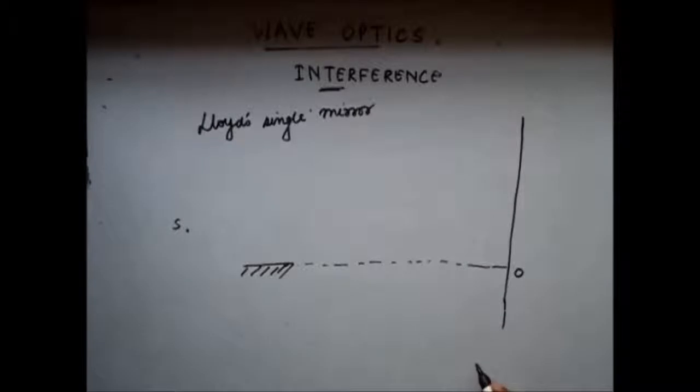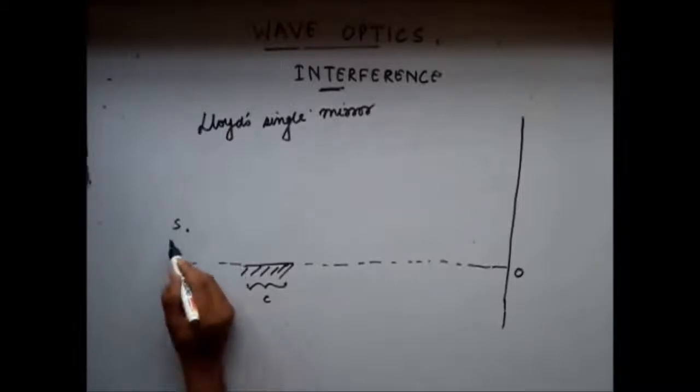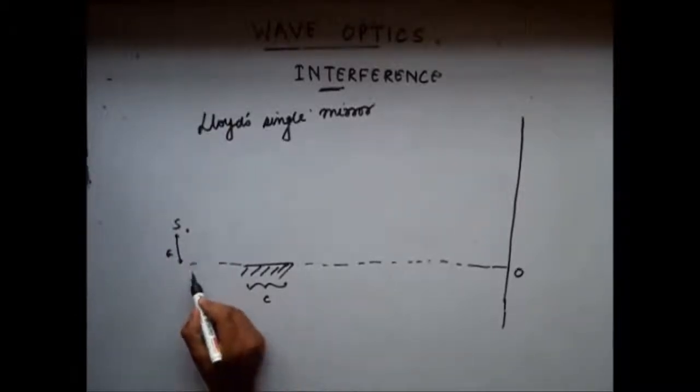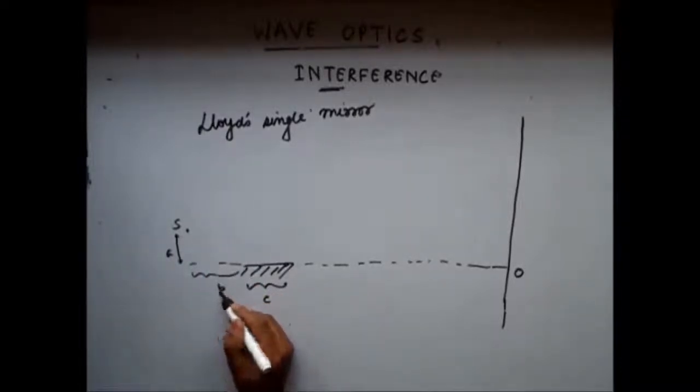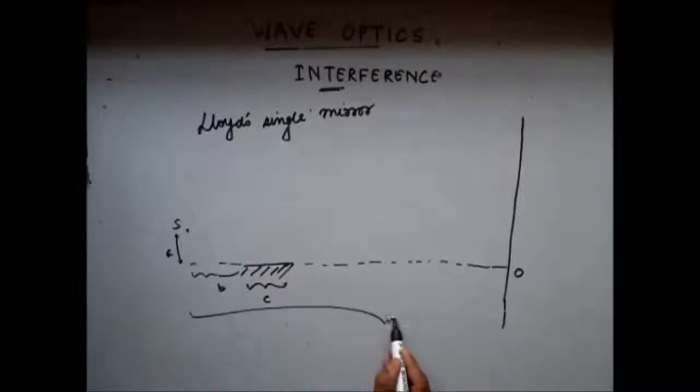This is O, the length of the mirror is C, the height of the source from this point is A, and the vertical distance of the source from the mirror is B, and this distance is capital T.